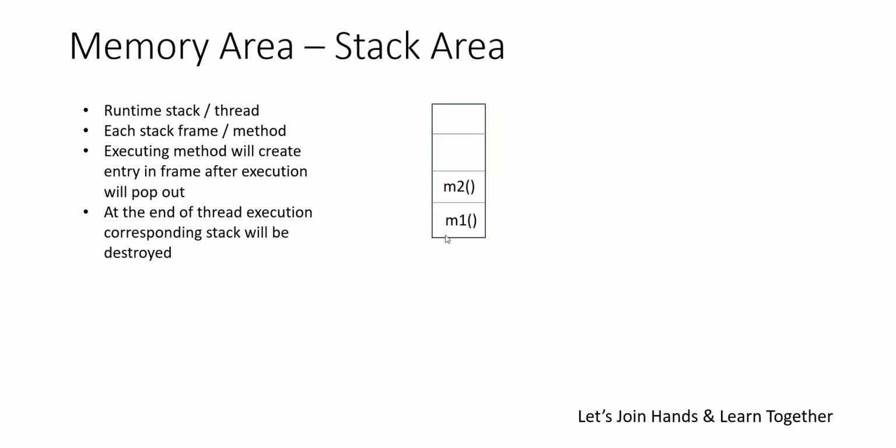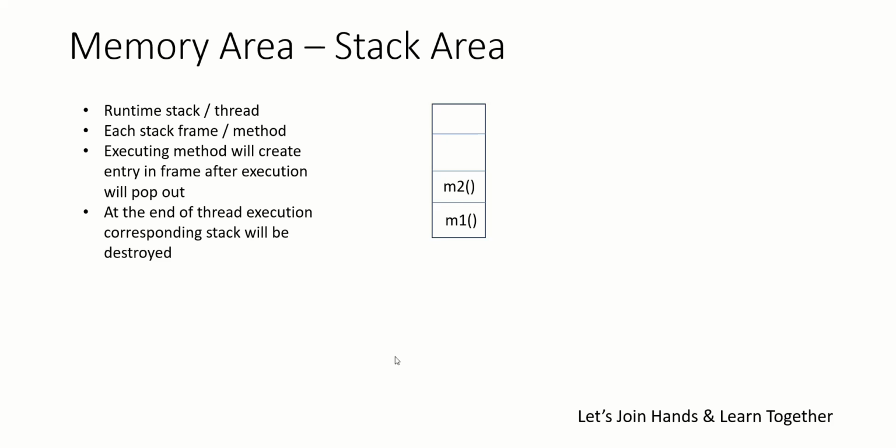Are we clear? So the stack will be stored like this, and each and every entry in the stack is called a stack frame. Whenever we are executing a method, method level information is stored in a stack frame. After executing a method, the particular stack frame will be released from the stack, and that stack frame will be used for another method in the same thread. Once we complete the execution at the thread level, the overall stack itself will be released, and that stack will be used for some other thread.